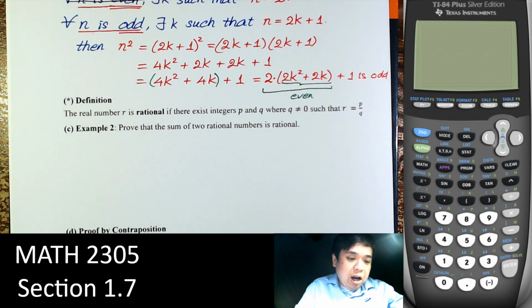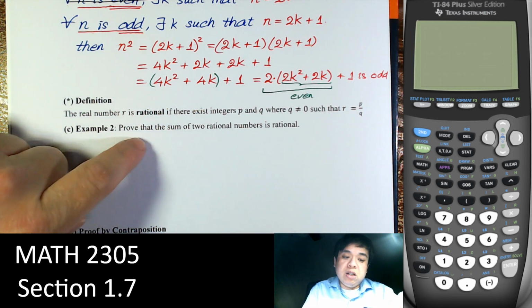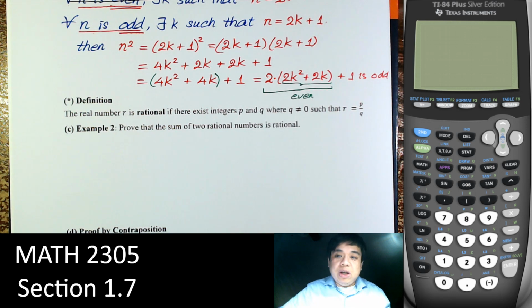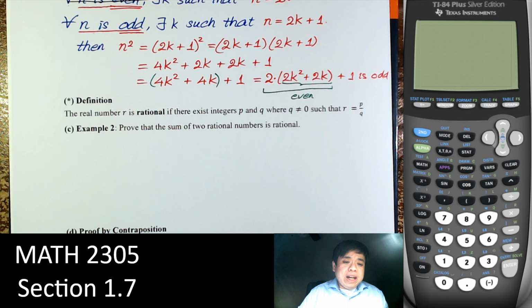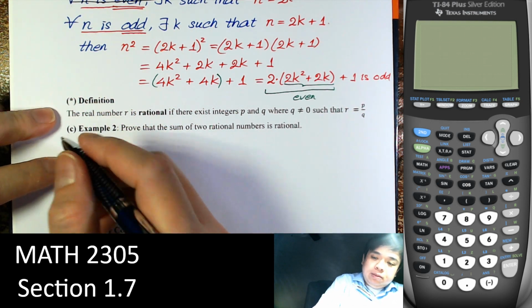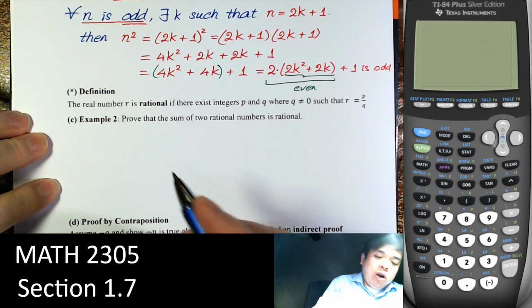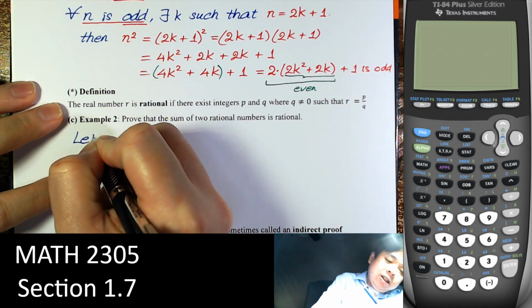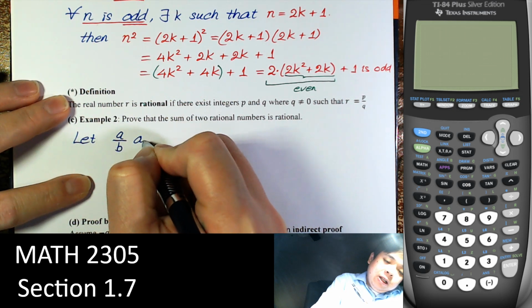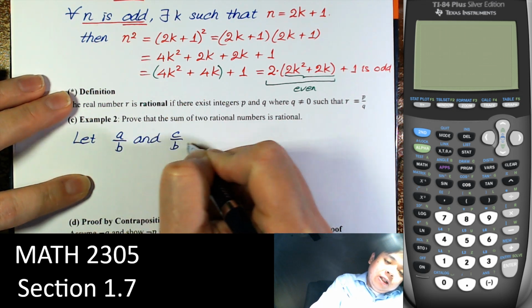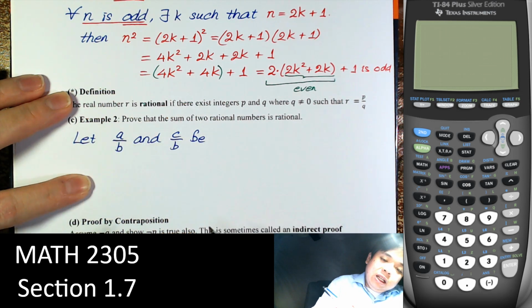Next, prove that the sum of two rational numbers is a rational number. Well, a rational number is defined to be anything in this ratio form. So anything that is a ratio, a fraction, is a rational number. So usually we can write it like that, or we can say let a over b and c over d be rational numbers.